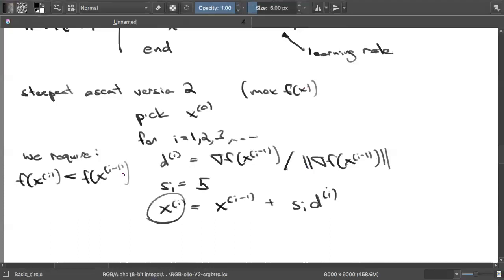So let me say it again. You take the step size 5. If you went uphill, great, take it. If not, then go backwards. If you went uphill, take that one. If you're still going down, back up and keep backing up.